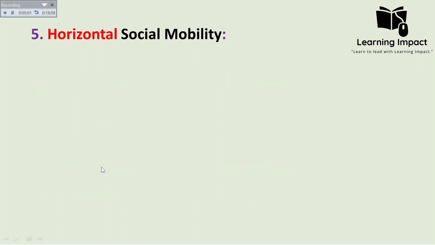Then the fifth is horizontal social mobility. When a person changes his social stratum, but his initial and final social strata have equal importance in a society, it will be called horizontal social mobility.